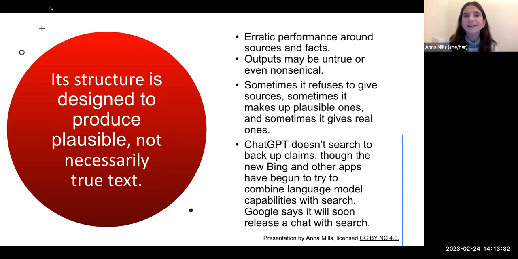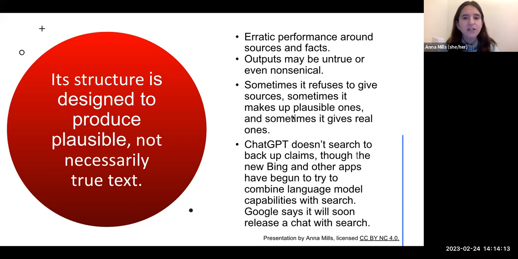That word plausible that I mentioned before is, I think, really helpful to keep remembering, that's what it's trained to do, is make something plausible. It's not designed to say something true necessarily. So it's very erratic when it comes to sources and facts. Sometimes it won't give sources. Sometimes it makes them up. It makes up quotes. Sometimes it might give real ones. But it's essentially not reasoning or checking the claims against reality. It's not grounded in reality.